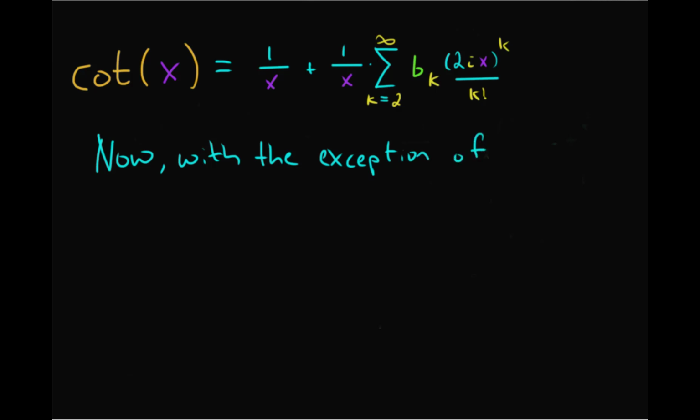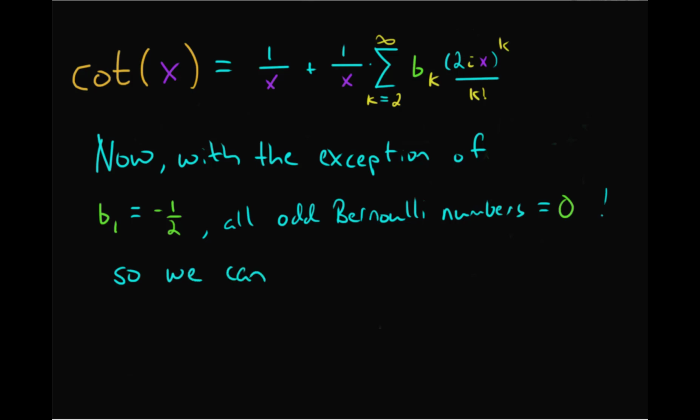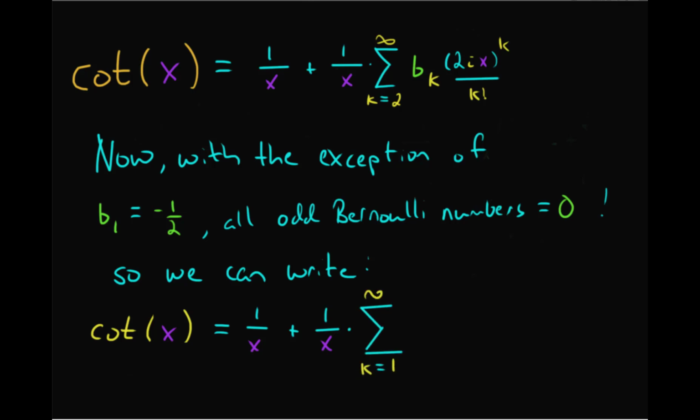Now, with the exception of b sub 1 equaling negative 1/2, all the odd indexed Bernoulli numbers, b sub 3, b sub 5, b sub 7, b sub 9, and so on, all those odd indexed Bernoulli numbers actually equal 0. So we can write this more concisely still as cotangent of x equals 1 over x plus 1 over x times the sum indexed now from k equals 1 to infinity of b sub 2k times the quantity 2ix to the 2kth power over 2k factorial.